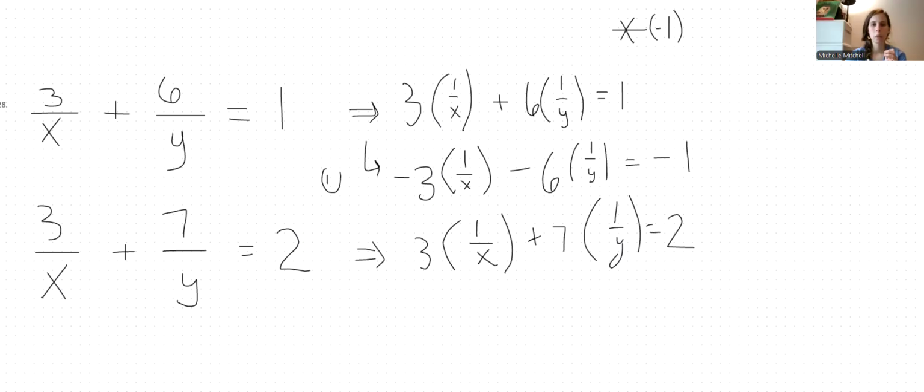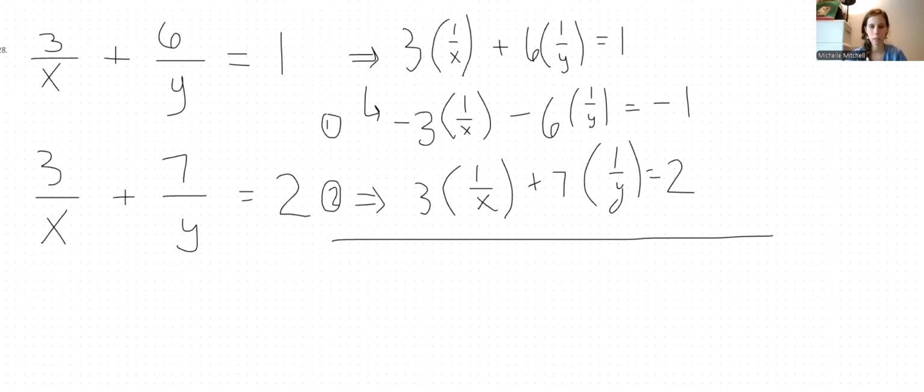Okay, this is equation 1. This is equation 2. I don't want to mix up what's going on here, all right? Now I can add them together. So you should have this cancel out, giving you a 0. Then you'll have -6 times 1 over y plus 7 times 1 over y, and that should just give you 1 times 1 over y. So I can just write 1 over y equals, then you have -1 plus 2. Not too bad. Just 1.